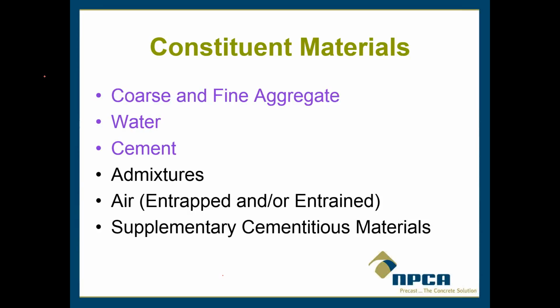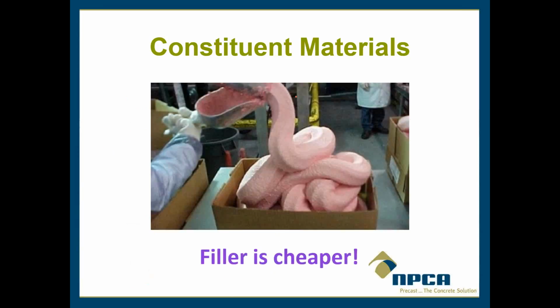Okay, so again, the 3 or 4 things on top that are in purple are the basic things that you'll find in any mix, and we'll discuss those first. And then we'll go on to the admixtures, air, and other cementitious materials that aren't necessarily going to appear every time.